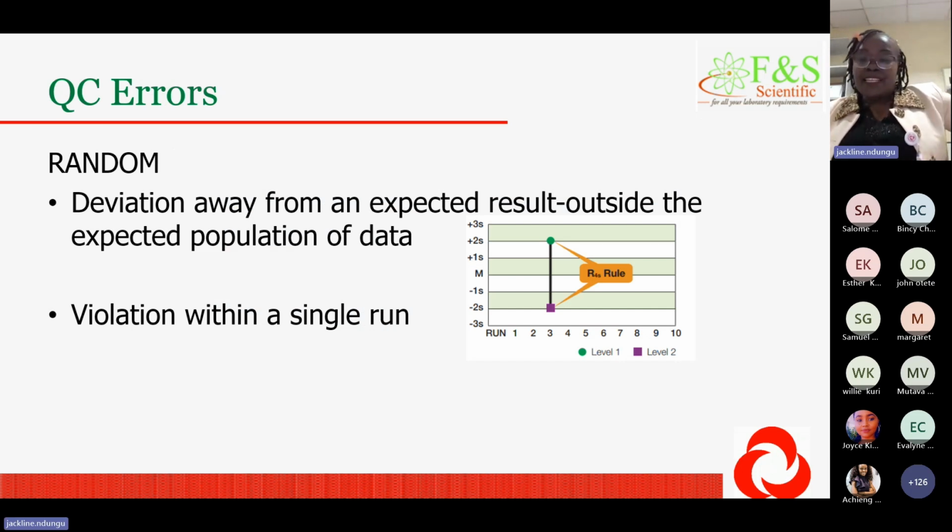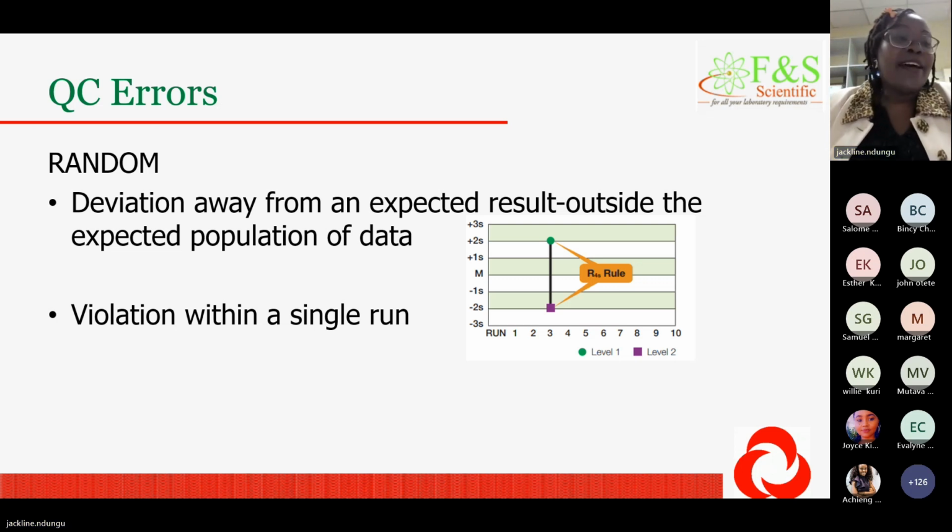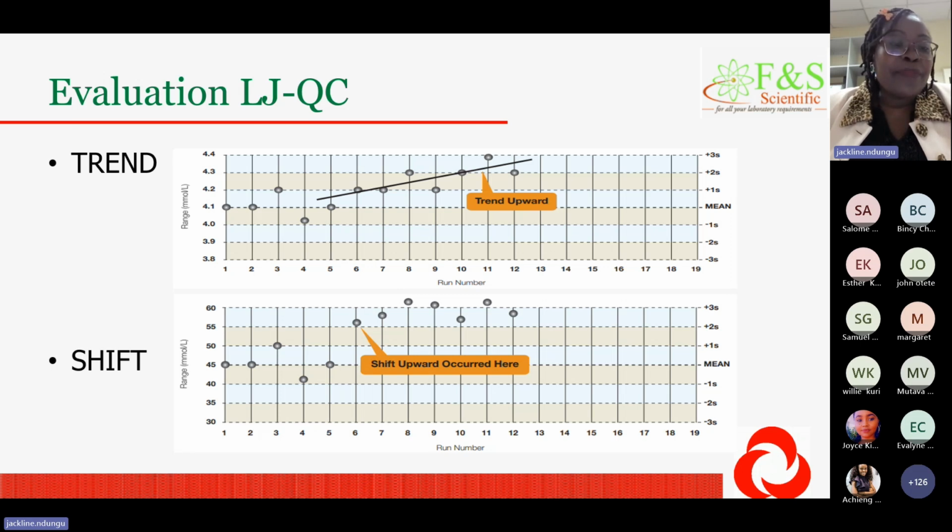What are some of the errors that we get in IQC? When we define errors, you'll first categorize them into two. First, the error can be random. Then the next error can be systematic error. Random may just mean, for instance, you came here, it was dancing, then it just shifted, then came back to the normal. That is random.